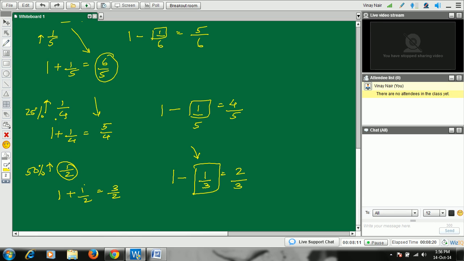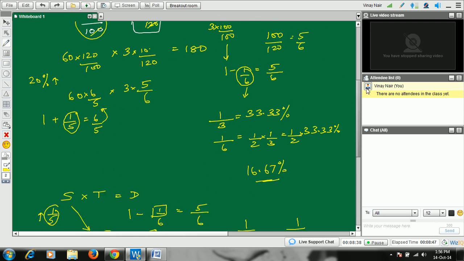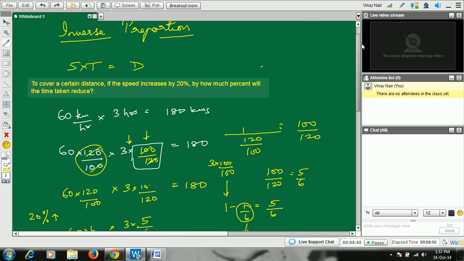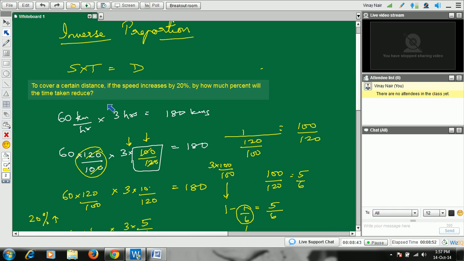When the speed increases by 1/4, time reduces by 1/5. When the speed increases by 1/5, time reduces by 1/6. So we can say, if the speed increases by 1/a, then the time reduces by 1/(a+1). So this particular relationship is very, very useful. If we remember this relationship, then we can easily solve this particular question.